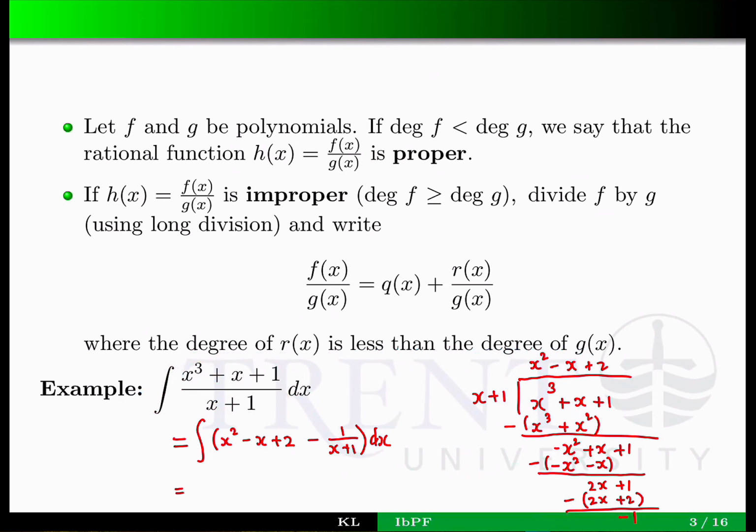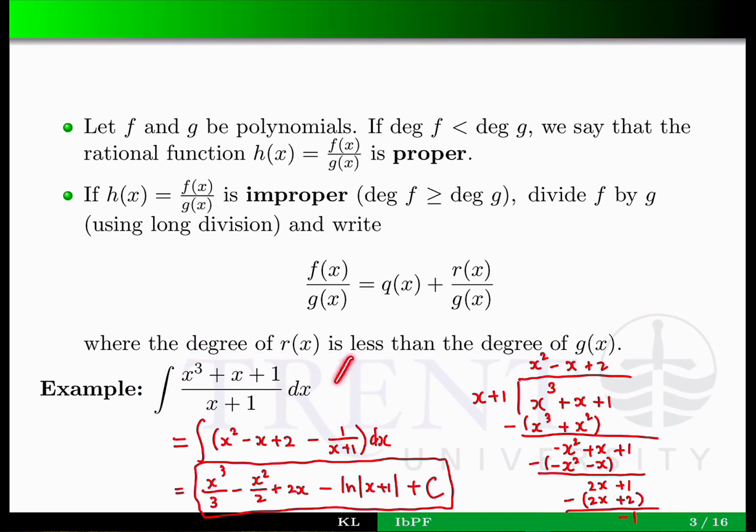Therefore, integrating, we will have x cubed over 3 minus x squared over 2 plus 2x minus, in here you can do simple substitution, but a lot of times if the denominator is linear, then we can skip that substitution technique and just simply write ln of that denominator, or absolute value of that denominator. And then we have the plus c. So this will be the final answer for this integral.